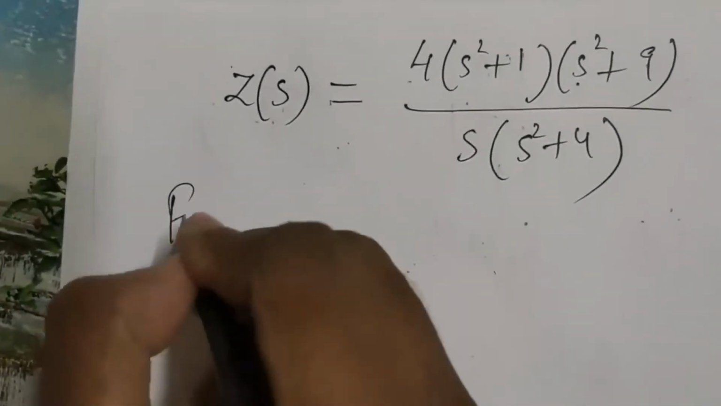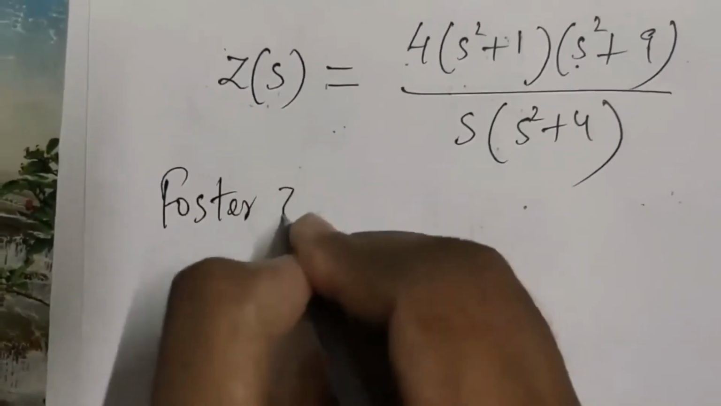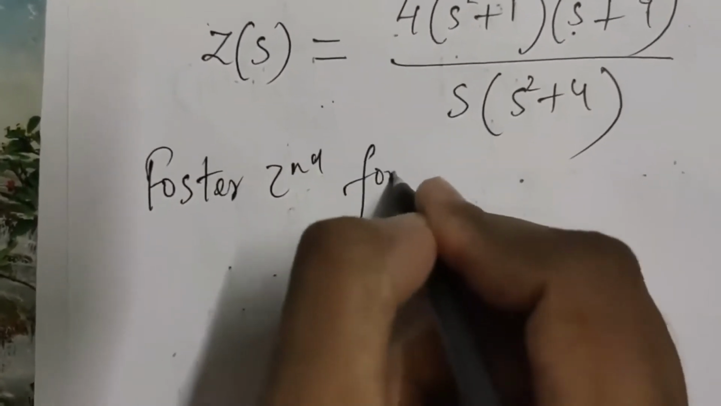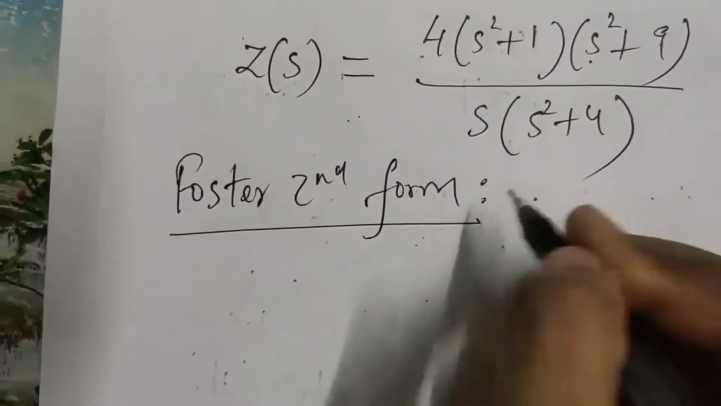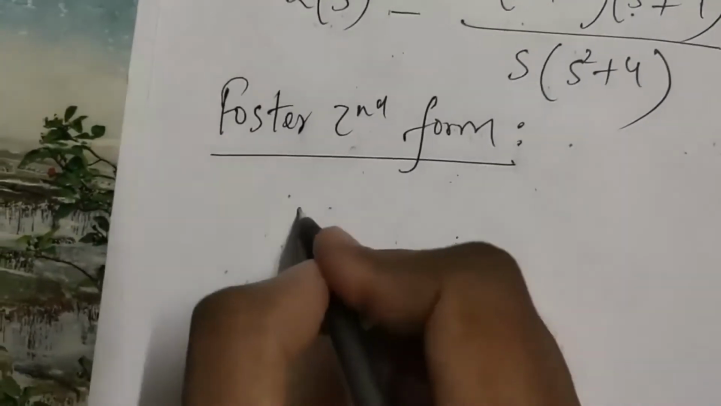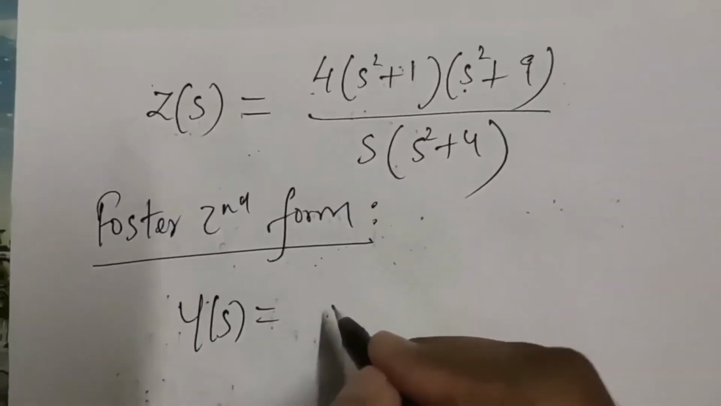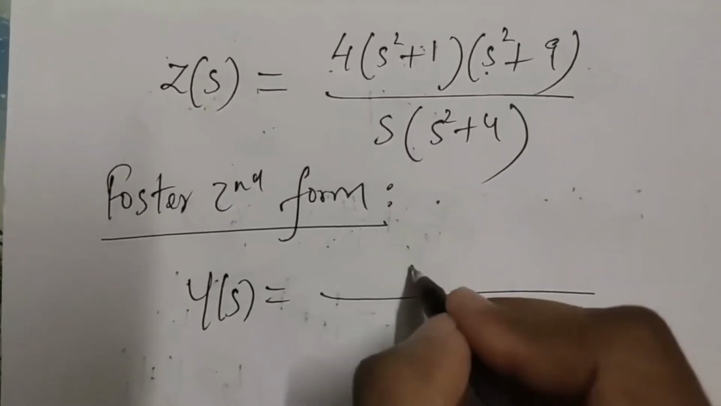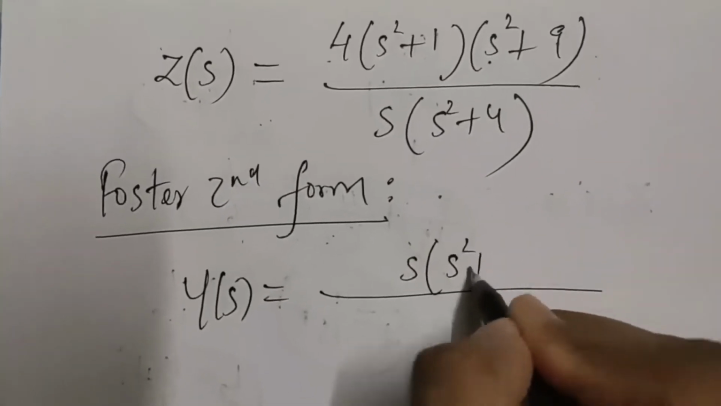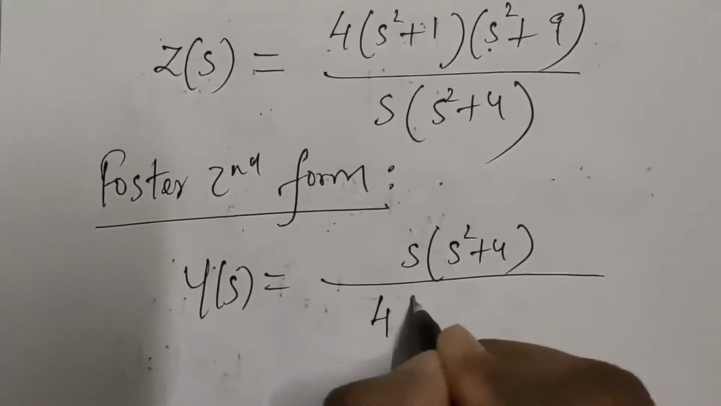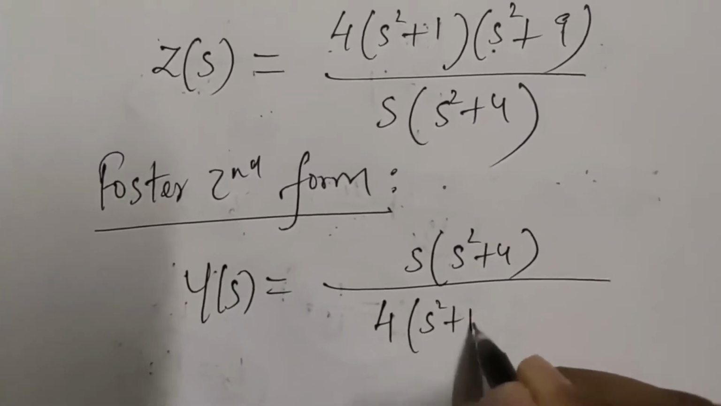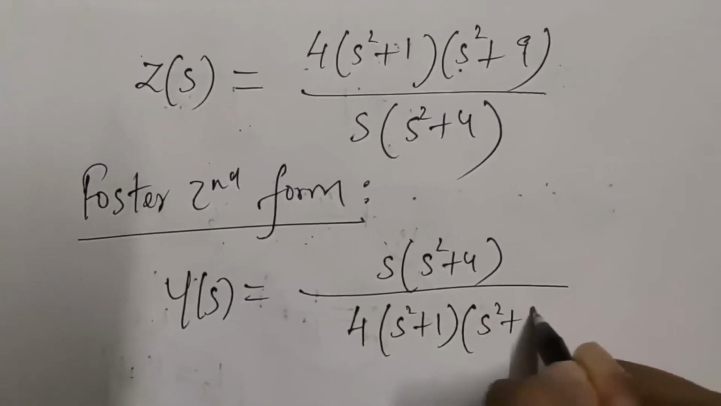So for Foster second form, we know that we have to consider Y of S, just interchanging numerator and denominator. So we get S into (S square plus 4) divided by 4 into (S square plus 1) into (S square plus 9).